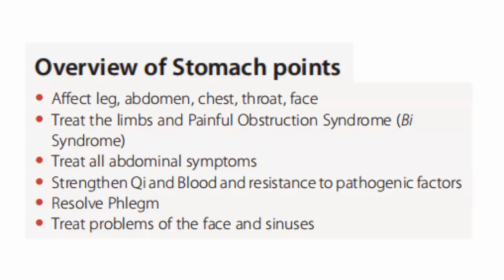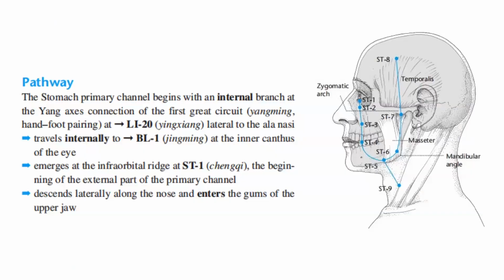Overview of stomach points. Affect leg, abdomen, chest, throat, and face. Treat the limbs and painful obstruction syndrome. Treat all abdominal symptoms. Strengthen chi and blood and resistance to pathogenic factors. Resolve phlegm. Treat problems of the face and sinuses.